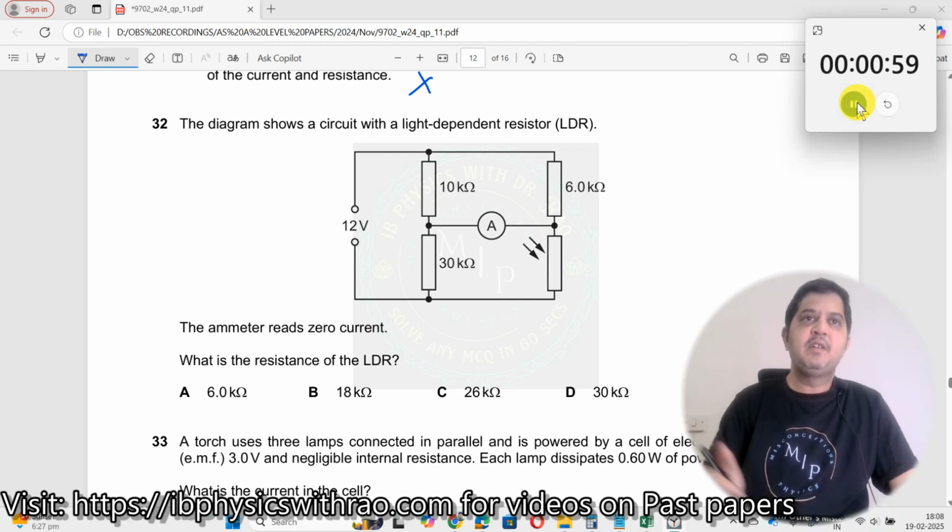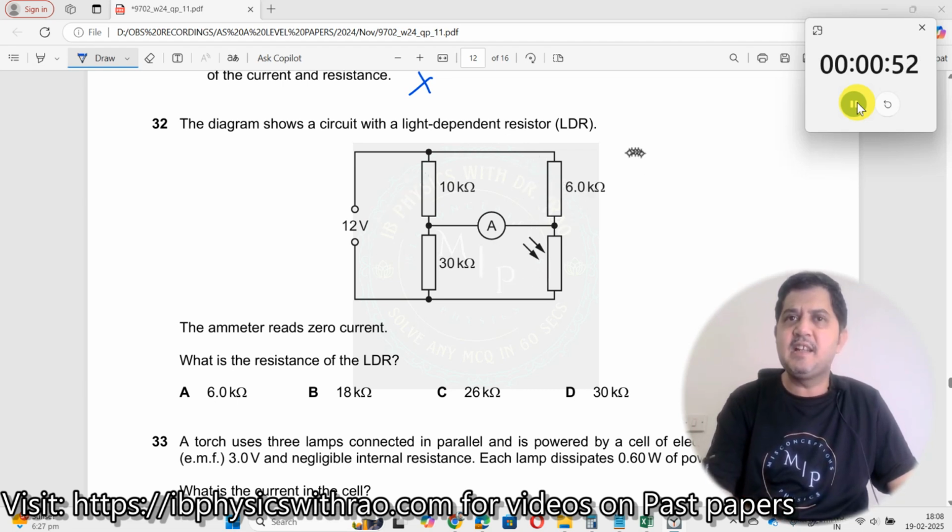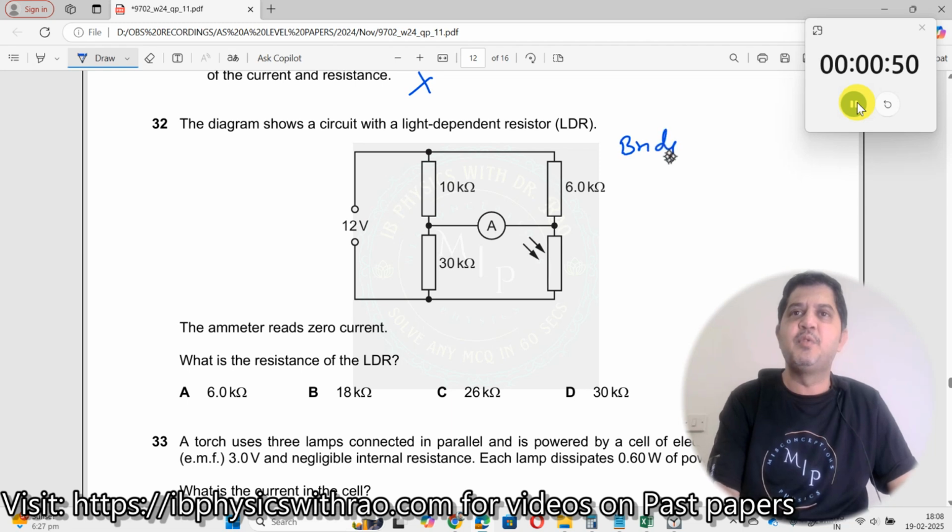Question number 32. The diagram shows the circuit with a LDR. Okay, so shown over here. So what does this circuit resemble? This circuit looks like a bridge circuit. A bridge circuit. You already learned about bridge circuit, right?